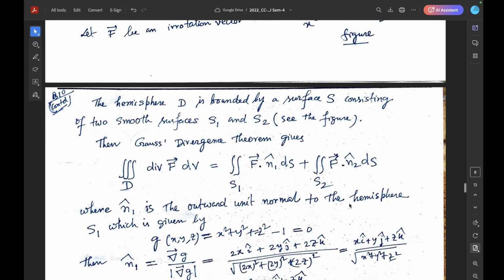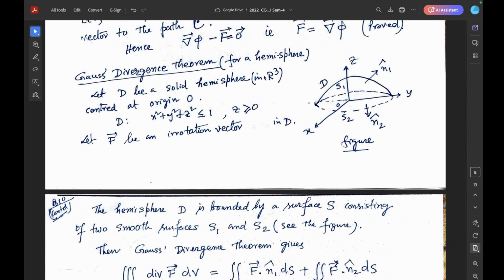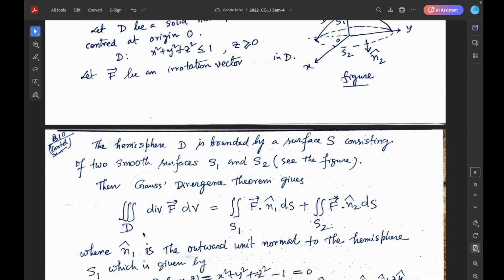So the Gauss divergence theorem for the hemisphere: this is the surface S1 and surface S2, combining these two surface integrals, with n1 cap and n2 cap here.